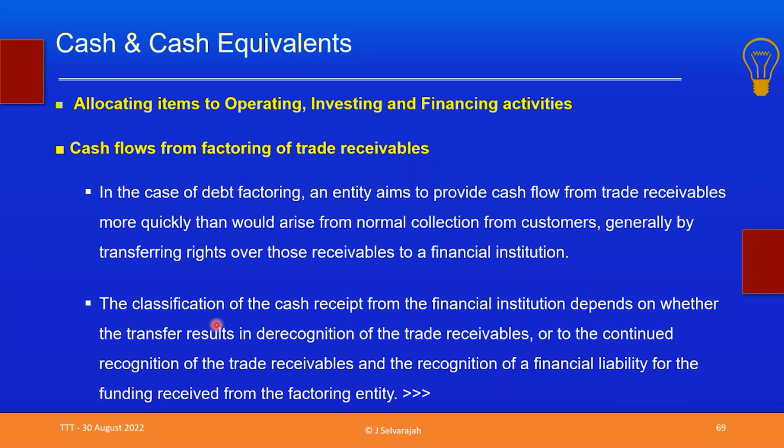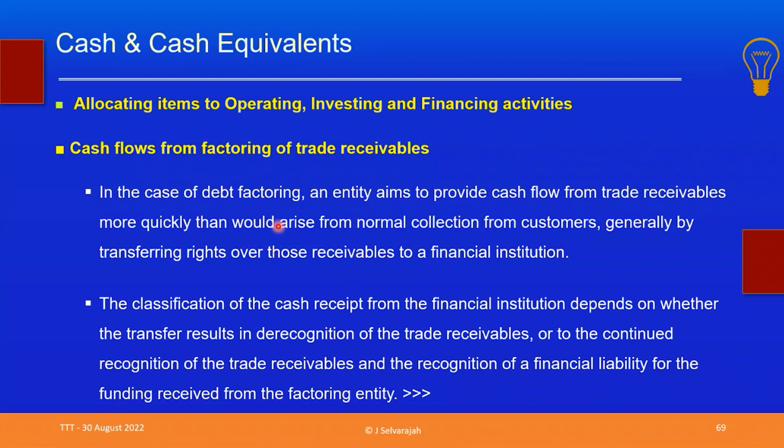So the classification of the cash receipt from the financial institution depends on whether the transfer results in really a derecognition of trade receivable. Can I say, Mr. Banker, you paid me 100,000, I got 100,000 receivable, here you take and go finish, done deal. You paid me 90,000, I'm fine with it. Any problem with the receivable, yours. Can I say that? All right.